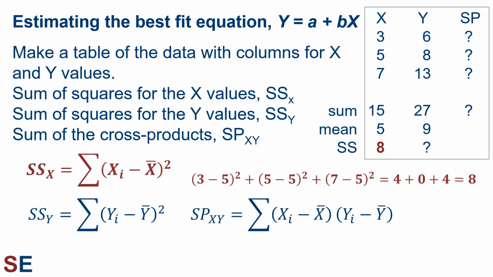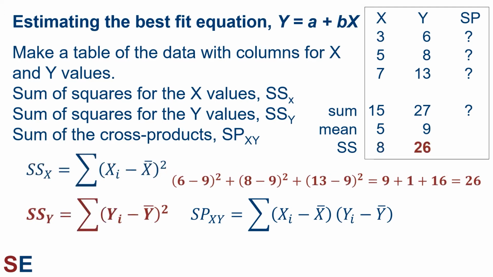To calculate the sum of squares x, we subtract the mean x value from each x value, square that value, and then add them up. For our data, that would be 3 minus 5 squared, plus 5 minus 5 squared, plus 7 minus 5 squared, which is 4 plus 0 plus 4 equals 8 for our SSx value.